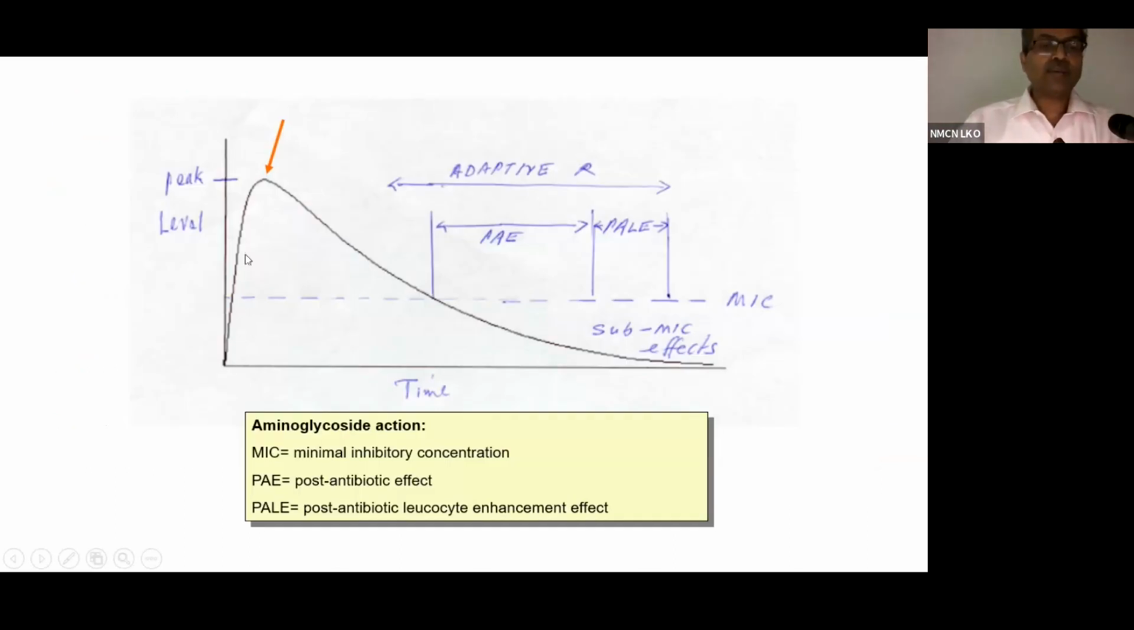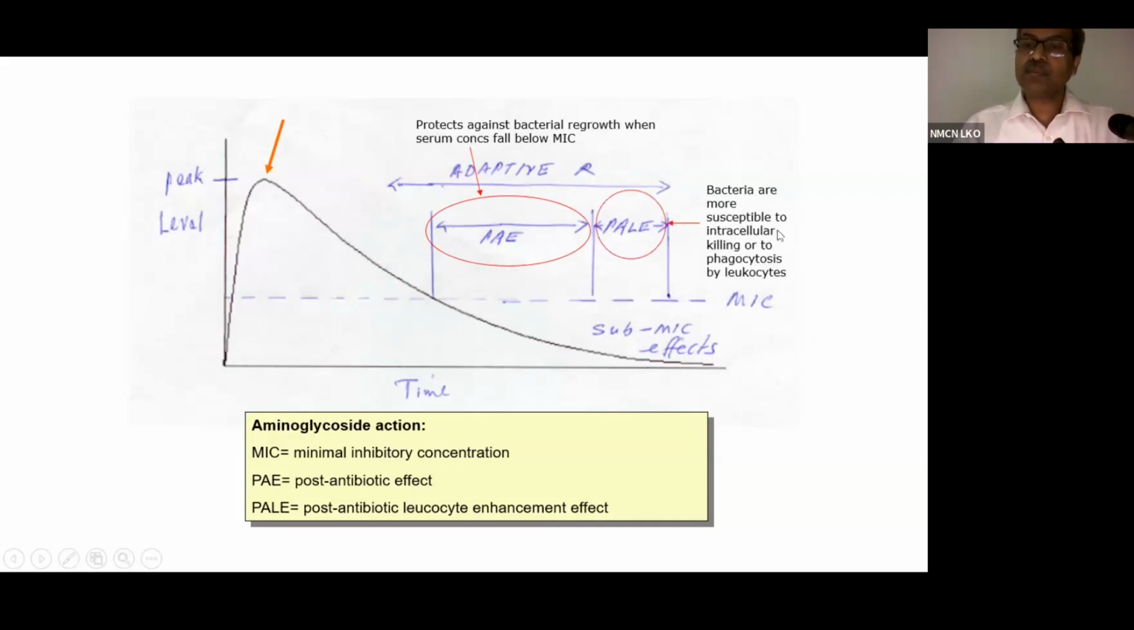So here we can see aminoglycosides come at the peak. Here you have the bactericidal effect of this antibiotic, which comes down. After giving, the concentrations go down, but there are some post-antibiotic effects. And this antibiotic acts with a bacteriostatic effect. And at this level it protects against bacterial regrowth when the serum concentration falls below MIC. And some bacteria are more susceptible to intracellular killing or to phagocytosis by leukocytes.